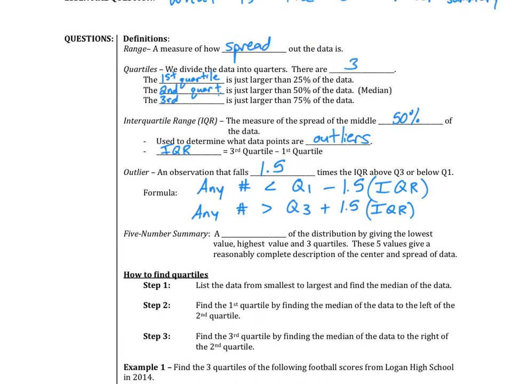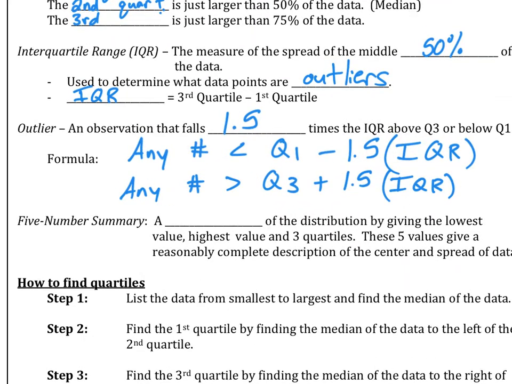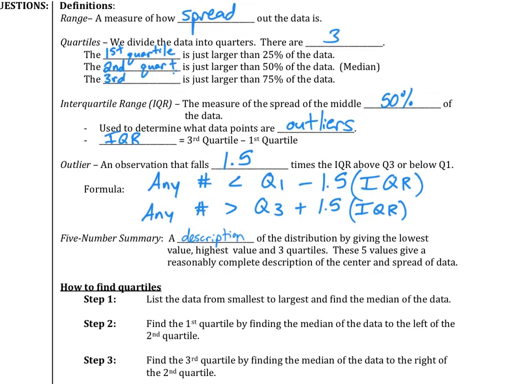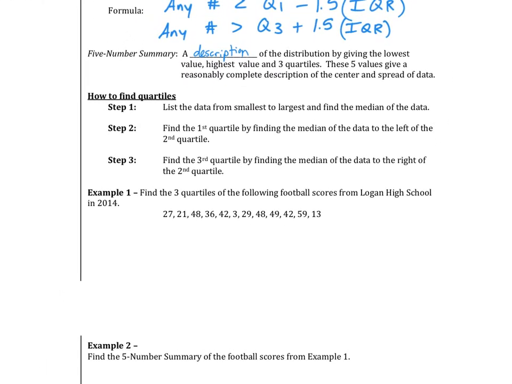And the 5-number summary is just a description of the distribution by giving the lowest value, highest value, and the 3 quartiles. These 5 values give a reasonable, complete description of the center and the spread of the data. So here are the steps on finding the quartiles. First, we must list the data from smallest to largest and find the median, which we've done before. And then to find the first quartile, we find the median of what's to the left of the second quartile. To find the third quartile, we find the median of what's to the right.